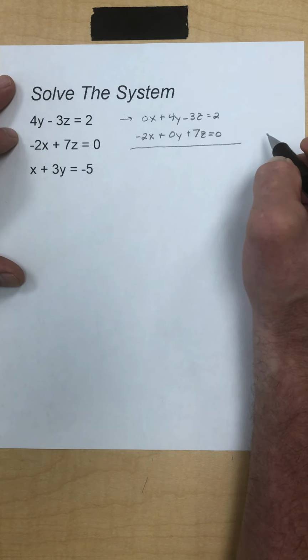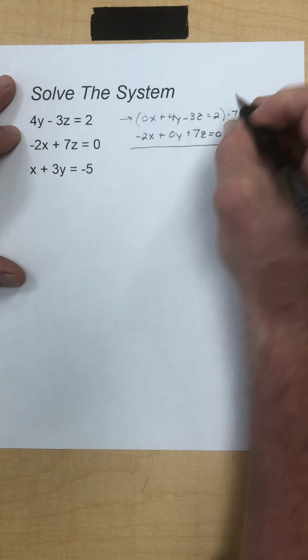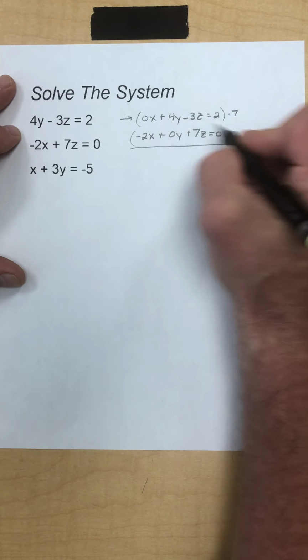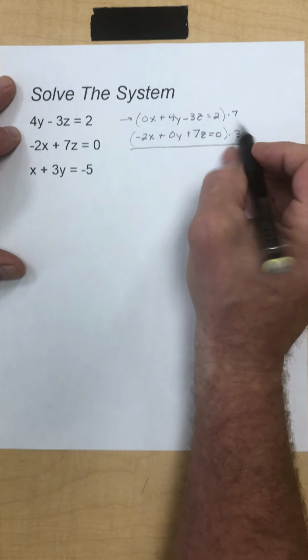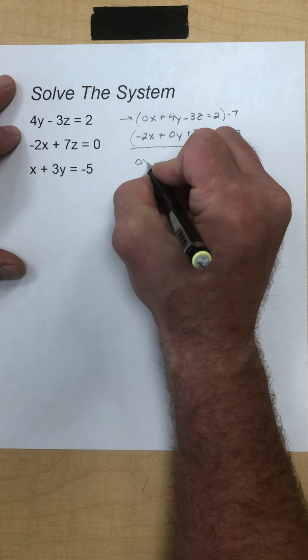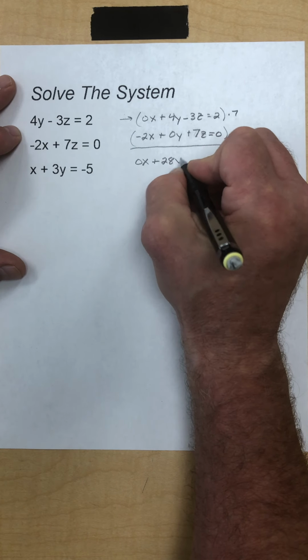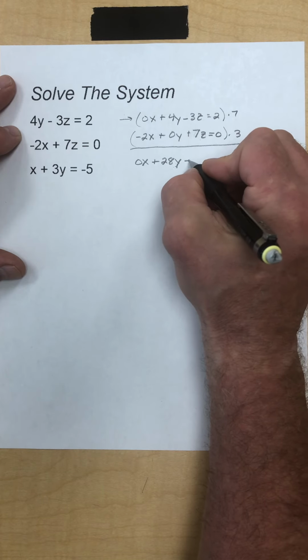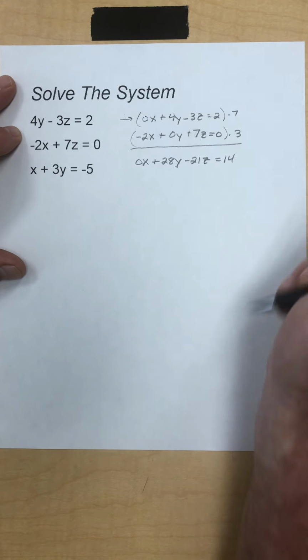I take a look at those guys. I want the z's to go away. So it looks like I'm going to have to multiply this guy by 7 to make that negative 21, which means I have to multiply this guy by 3 to make that a positive 21. Okay, so take the 7, distribute it through here. So 0x stays 0x. 4y becomes 28y. Negative 3z becomes negative 21z. And a 2 becomes a 14.